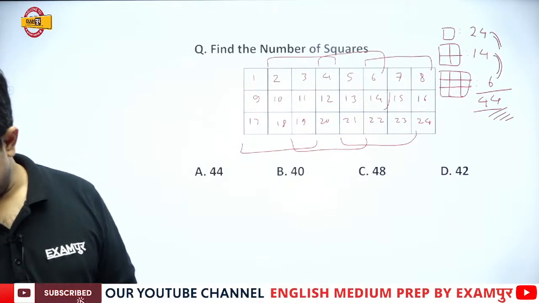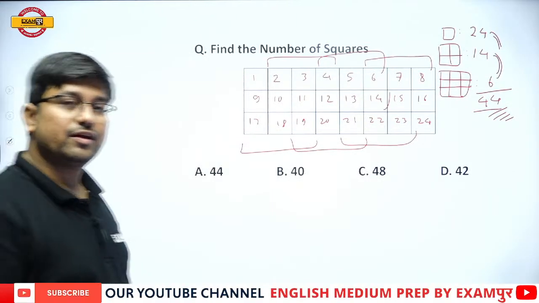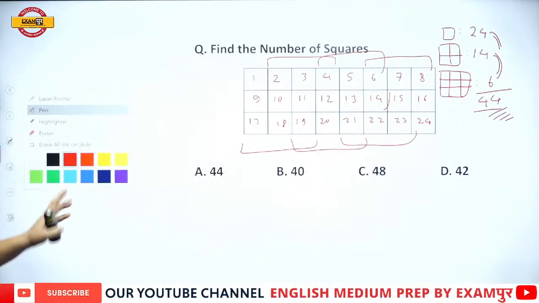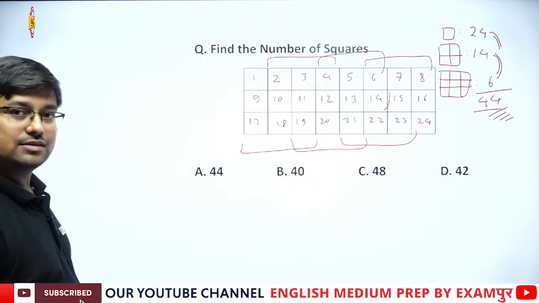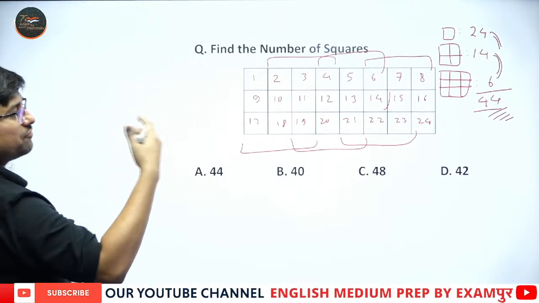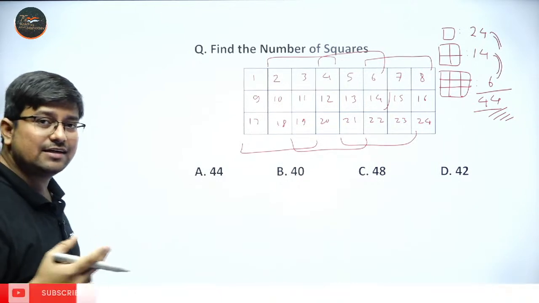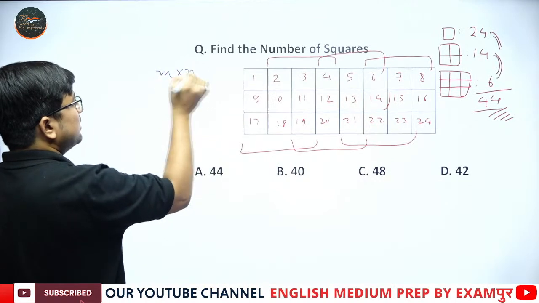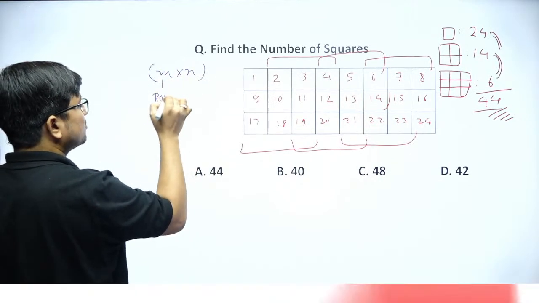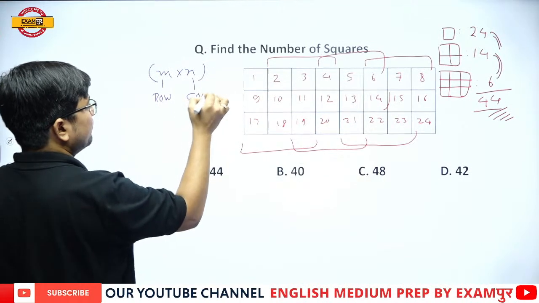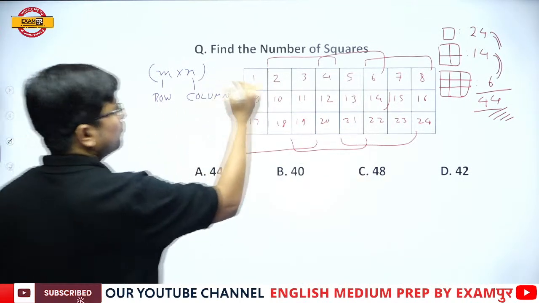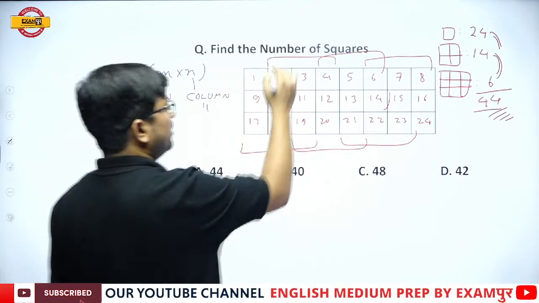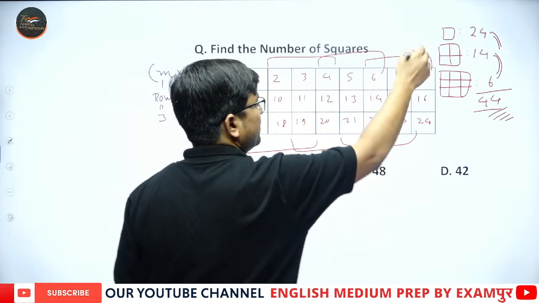Yes or no? Okay, now moving ahead. Let us use our formula approach, because this method is very lengthy and tedious in the case of bigger matrices. This is the m cross n matrix, where m means rows and n means columns. How many rows are there? First row, second row, third row. And how many columns are there? 1, 2, 3, 4, 5, 6, 7, 8.